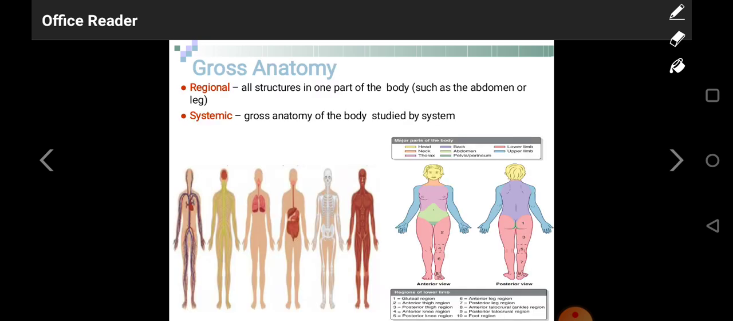So, gross anatomy is divided into two branches, that is the regional and the systemic. Regional anatomy: here we discuss all the structures in one part of the body, such as the abdomen or the leg. In systemic anatomy, the gross anatomy of the body is studied by system. In the diagram we can see the systemic anatomy, where the different systems of the human body are studied, and in the regional anatomy, the human body is divided into different regions, and in particular regions all the structures are covered.